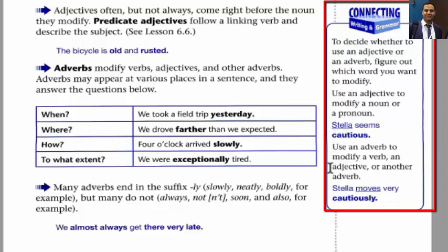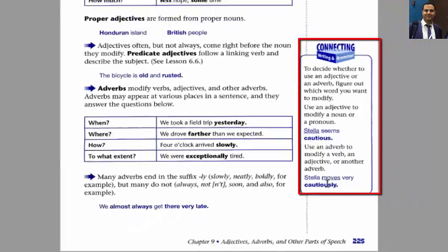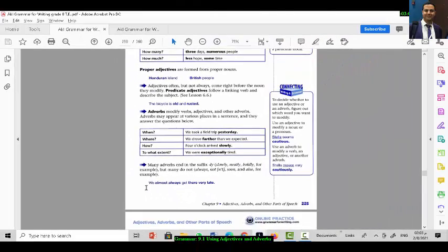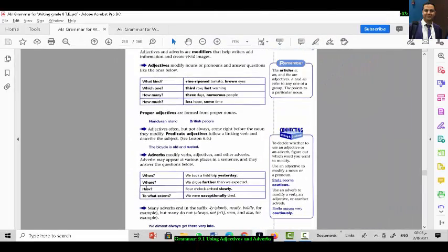In the second example here, you need to use an adverb to modify a verb, an adjective, or another adverb. The example says, Stella moves very cautiously. Cautiously tells you how does she move, so it's an adverb. So depending on what the modifier answers, you can tell whether it's an adjective or an adverb.